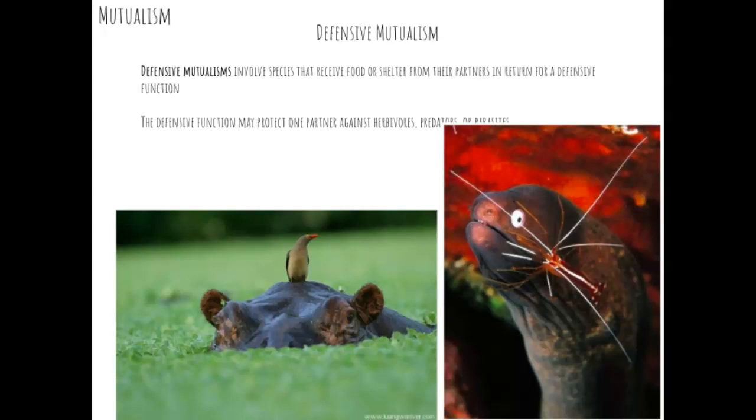Another example are moray eels, which have a mutualistic relationship with what's called a cleaner shrimp. So cleaner shrimps will walk around the external part of the eel and remove dead skin and parasites from the eel's body. So the shrimp is getting a free meal, and the eel is getting cleaned and rid of its parasites.